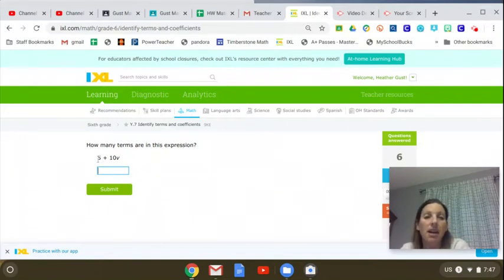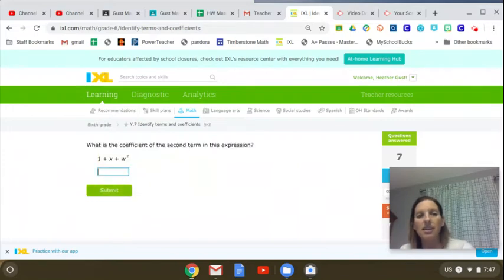So if I'm looking at this here, 5 plus 10v, v is our variable, but that is one term altogether, and then the number 5 is another term. So I am not counting the plus sign because that is an operation. So I'm looking at two terms here, the 5 and the 10v. So I'm going to go ahead and type in 2 here.